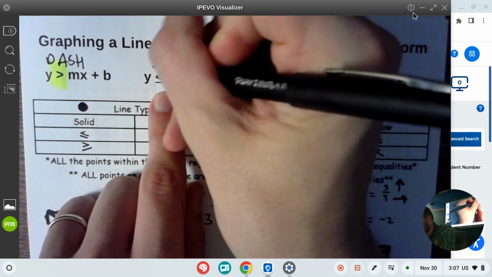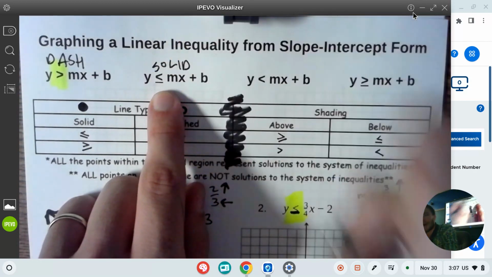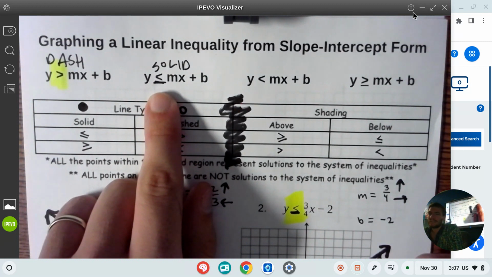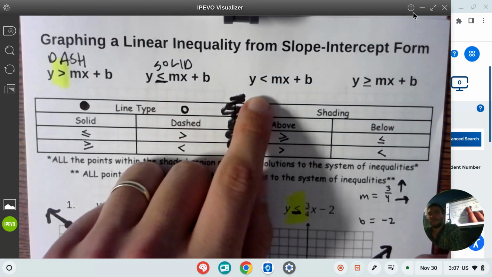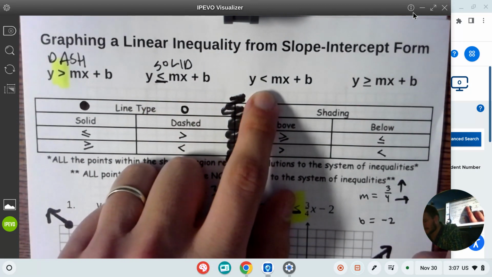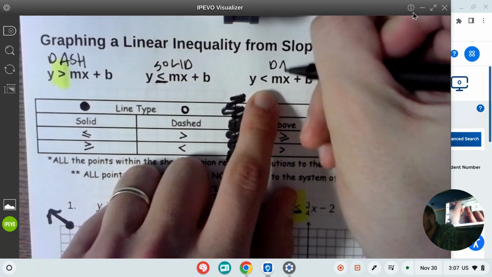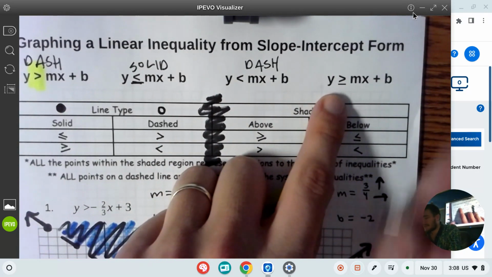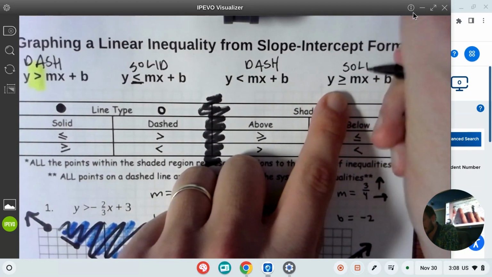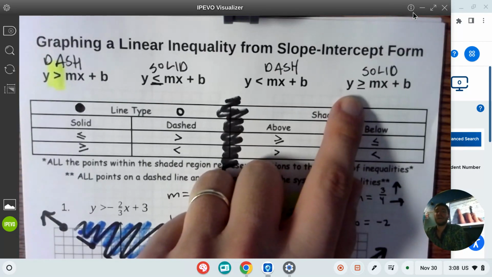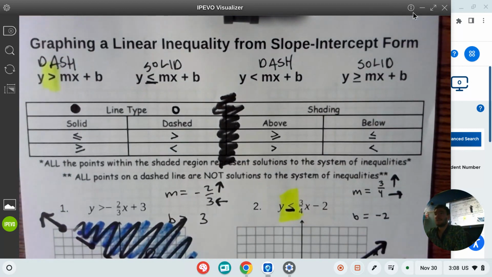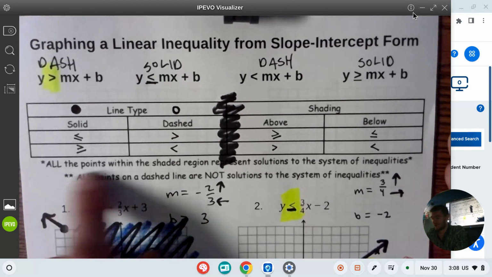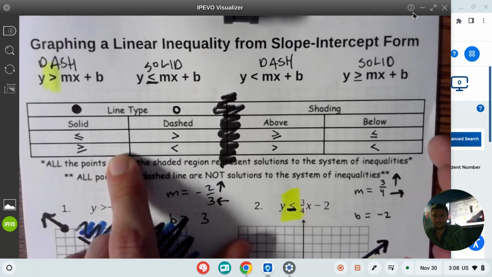The second one is going to be solid. And why is it solid? There's an equal sign. Not that hard. What about the third one? Dashed or solid? This is going to be dashed. And the last one is solid. All right? If you can't do this on your own, then you really haven't learned the one thing you got to learn so far. You got a nice setup here.